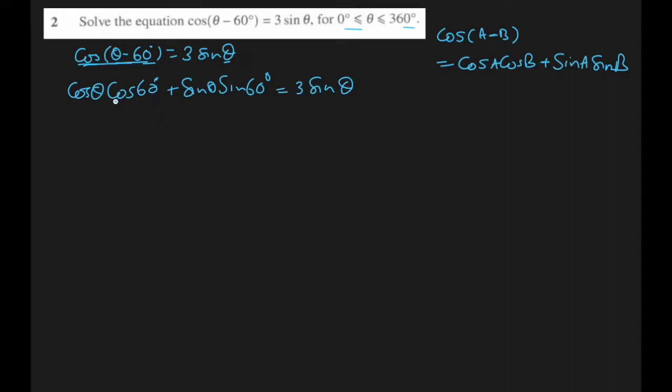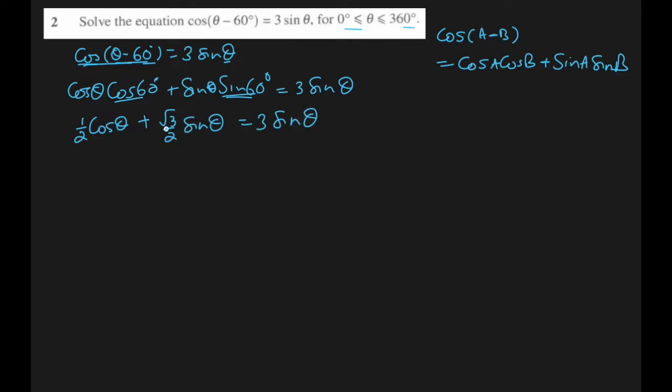Now we can evaluate cos 60 and sine 60. Cos 60 is half, so half cos theta plus sine 60 is square root 3 over 2 sine theta equal to 3 sine theta.